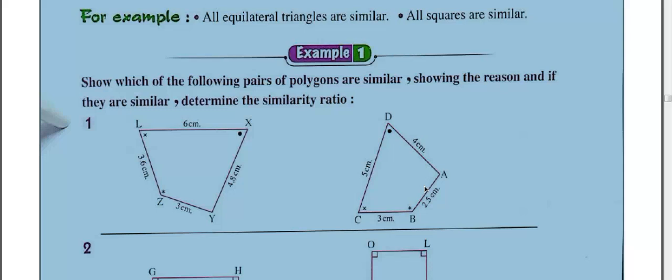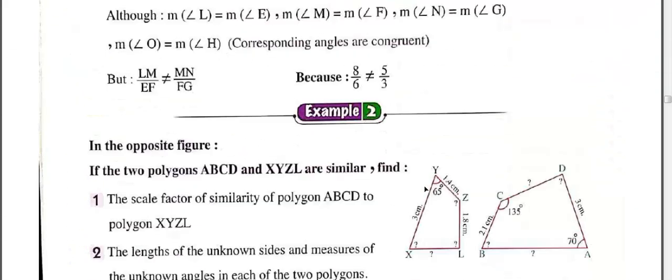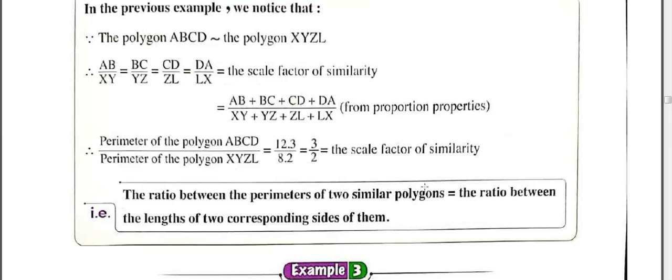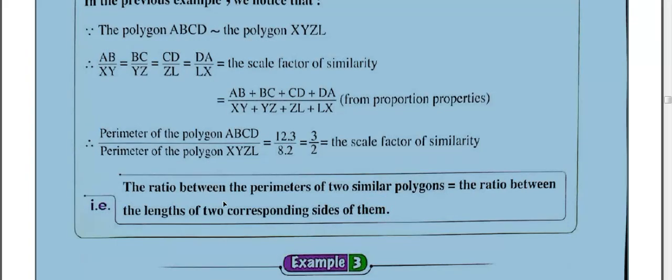Example number 1. Okay, we will solve another example. Look at this property: the ratio between the perimeters of two similar polygons equals the ratio between the lengths of two corresponding sides of them. Okay, we can solve by this property.